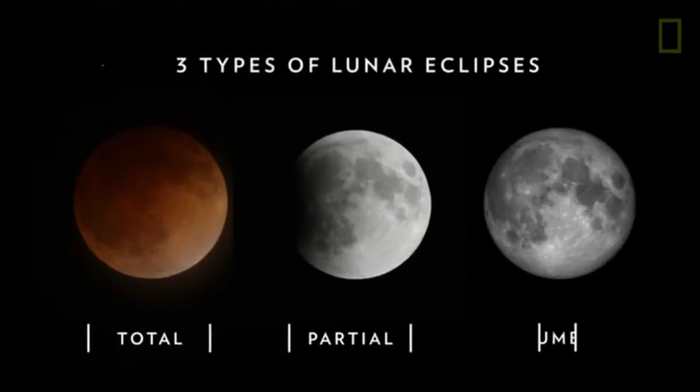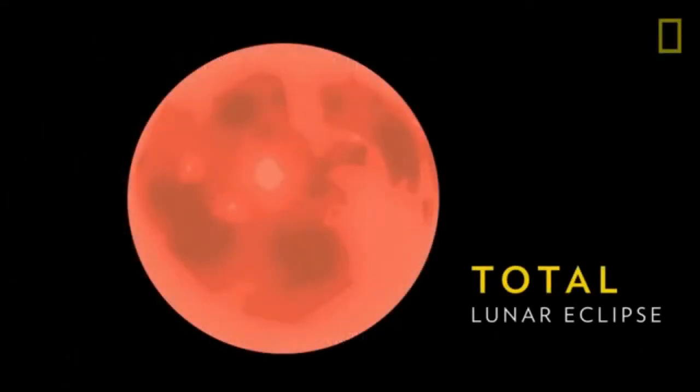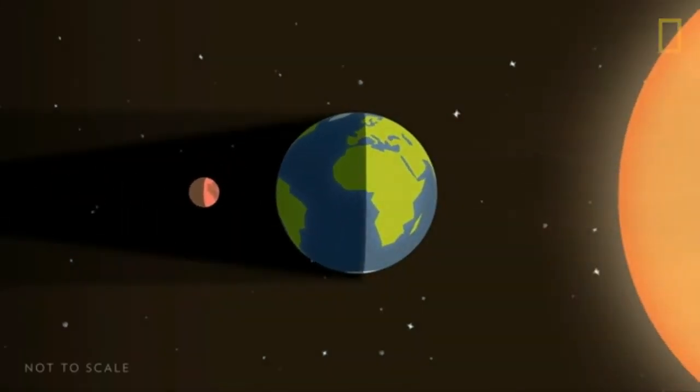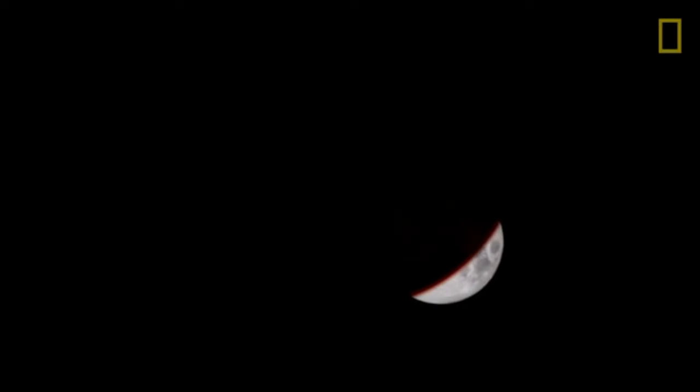There are 3 types of lunar eclipses. The first is a total lunar eclipse, when the sun, moon, and earth are in perfect alignment and the moon falls within the earth's umbral shadow. Total lunar eclipses are the most striking of the 3 types because they turn the moon a sunset red.